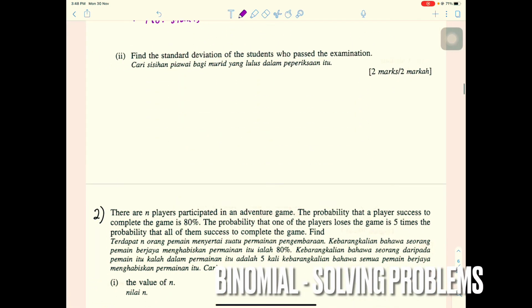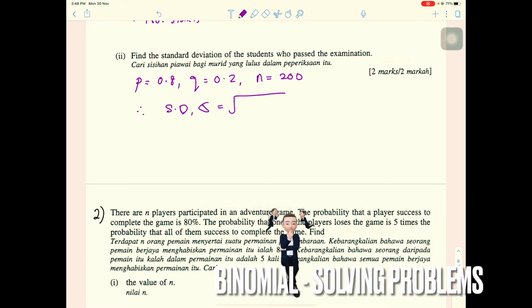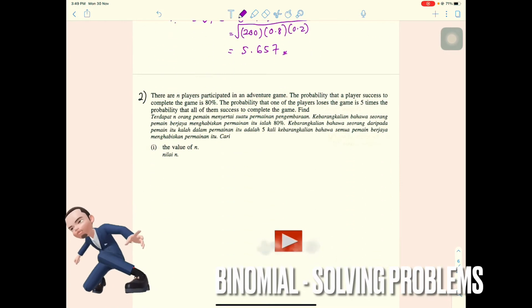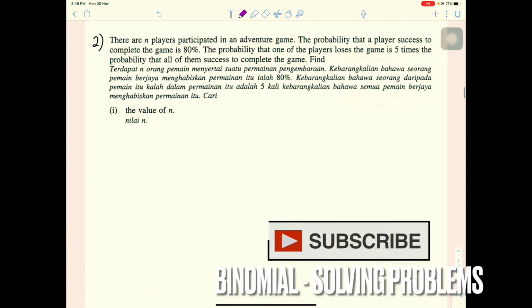Equals 40 students. Alright, question 2. Find the standard deviation of the students who passed the examination. So you know P equals 0.8 and Q equals 0.2, and the total number of students is 200. Therefore the standard deviation, symbol sigma, equals the square root of NPQ, which is the square root of 200 times 0.8 times 0.2, so the answer equals 5.657.